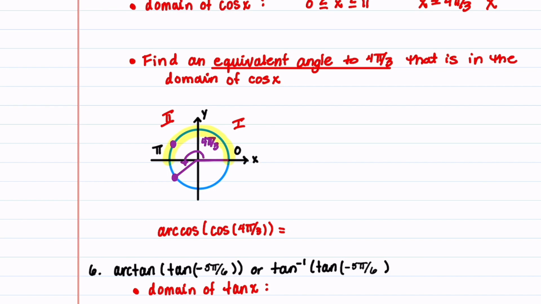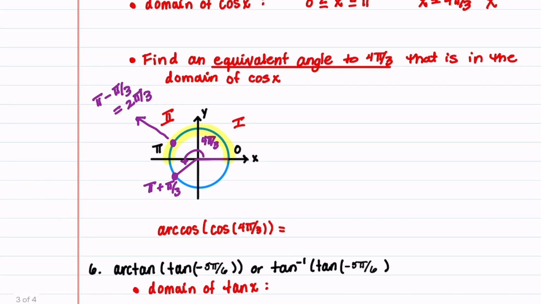We can think of 4 pi over 3 as pi plus pi over 3. So this point is pi minus pi over 3, which is 2 pi over 3. We can now write arccosine of 4 pi over 3 as arccosine of cosine of 2 pi over 3, and that's in the domain, so this is equal to 2 pi over 3.